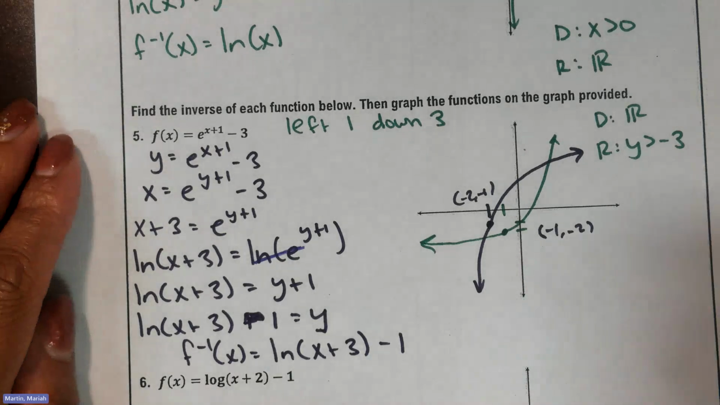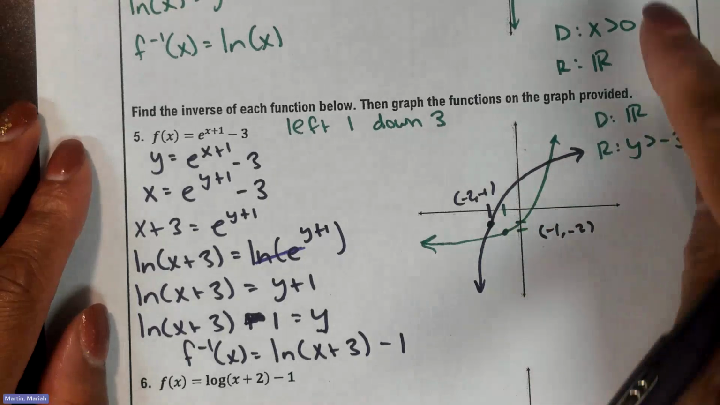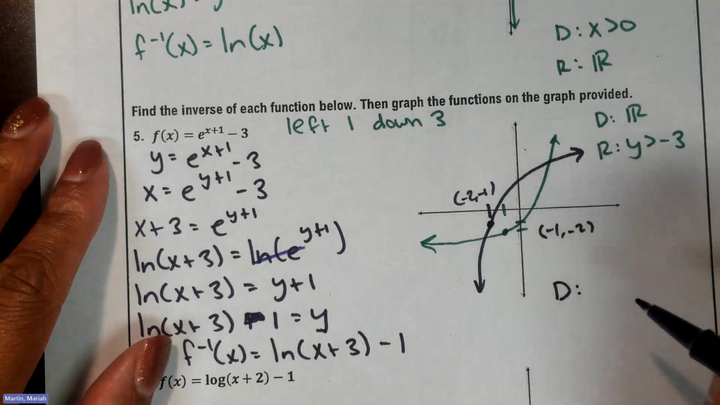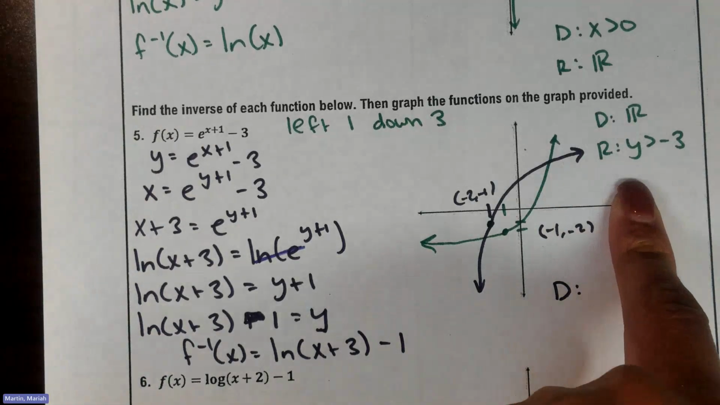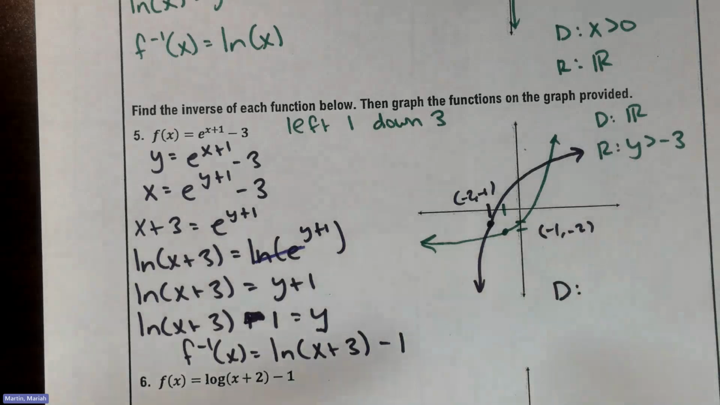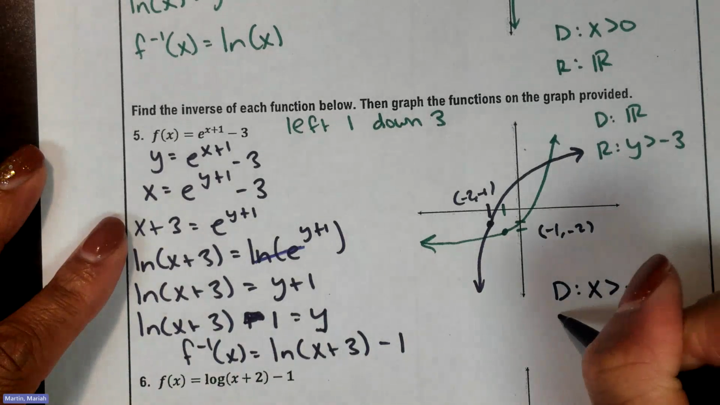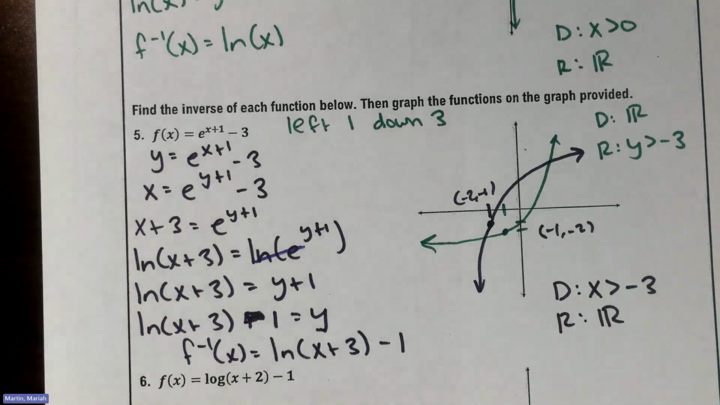So now that we have our new one, remember, just like our previous for our parent function, our new domain, everything is switched. So if this was y is greater than -3, our domain is now going to be x is greater than -3. And our range now becomes all real numbers.